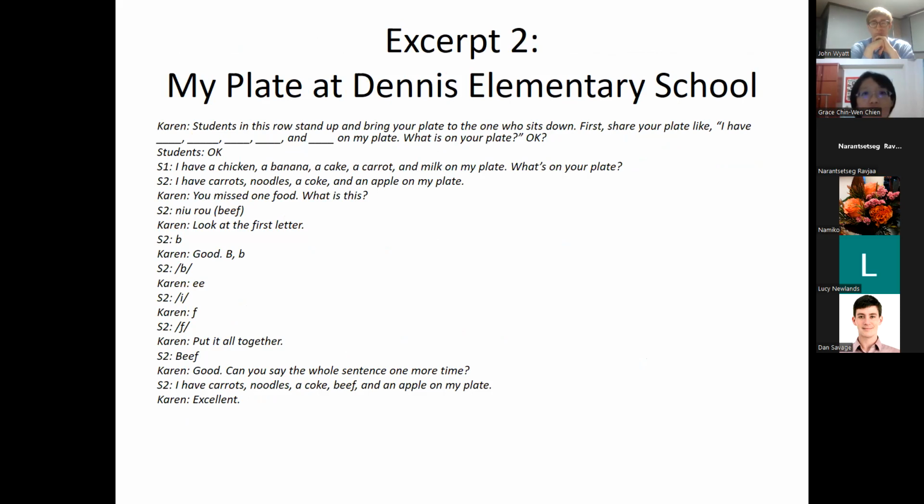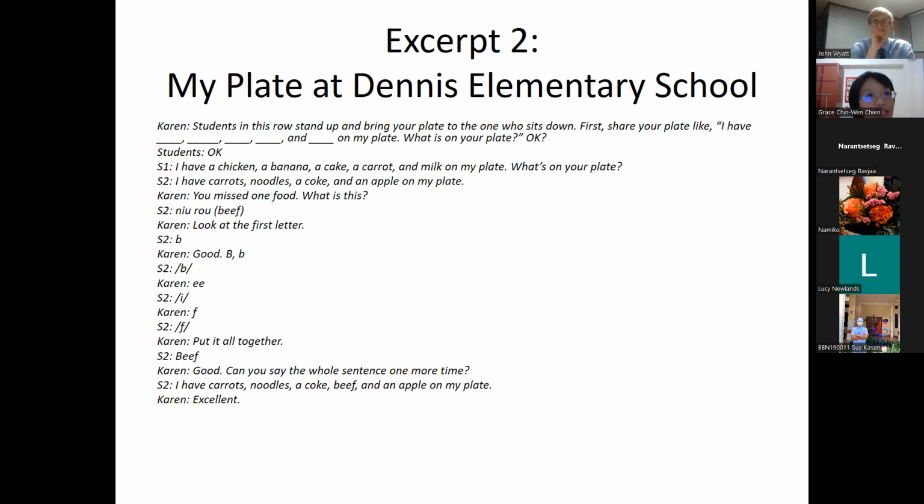And the student said, I have a chicken, a banana, a cake, a carrot, some milk on my plate. What's on your plate? Students say, I have carrots, noodle, a coke, an apple on my plate. And you miss one food because the teacher asked students to share one specific type of food.